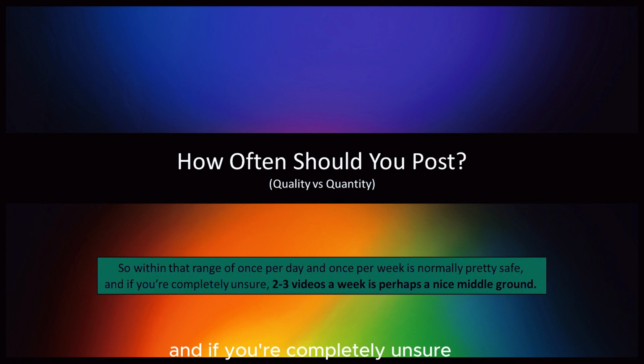So within that range of once per day and once per week is normally pretty safe. And if you're completely unsure, I'd say 2 to 3 videos a week is perhaps a very nice middle ground option. Of course, the best posting schedule is one you can actually stick to and keep up with. So you have to be a little bit realistic here, because that way your audience are going to learn that you post on certain days, and YouTube can see you're reliably posting on a consistent basis, which they tend to reward because they want to send traffic to channels that can be counted on for new videos.